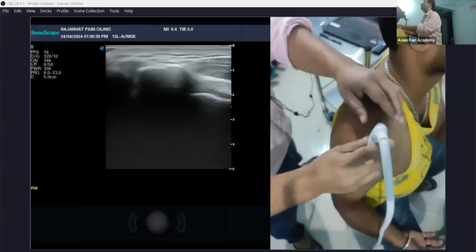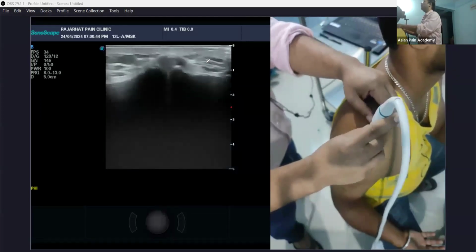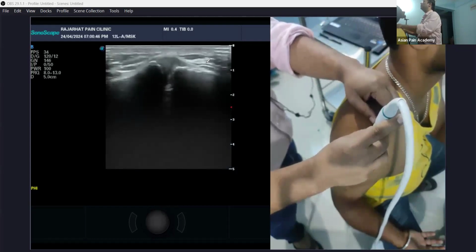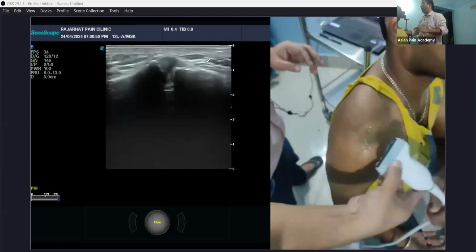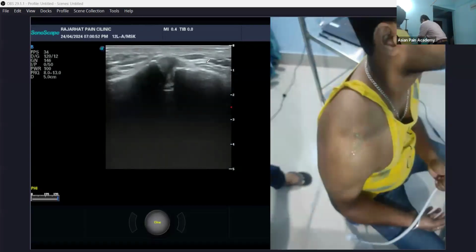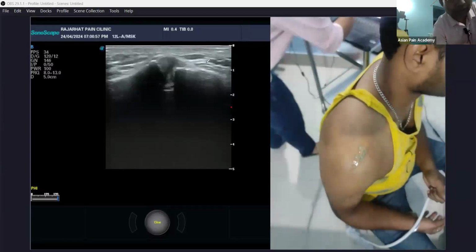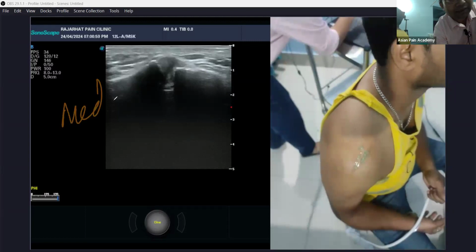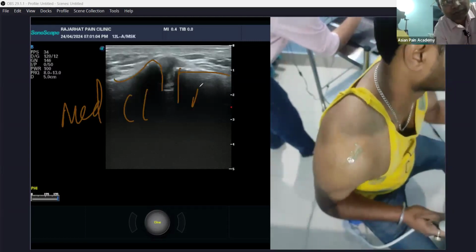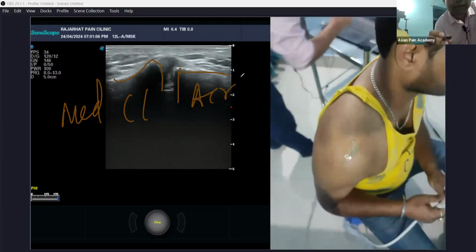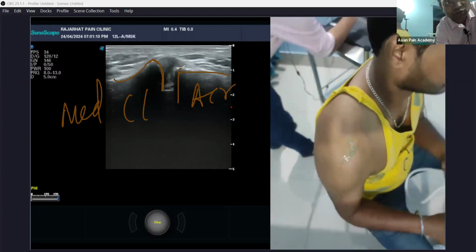So this is the acromioclavicular joint. Remember this is the acromioclavicular joint. The left side is the medial side, which is the clavicular end, and this side is the acromial end.